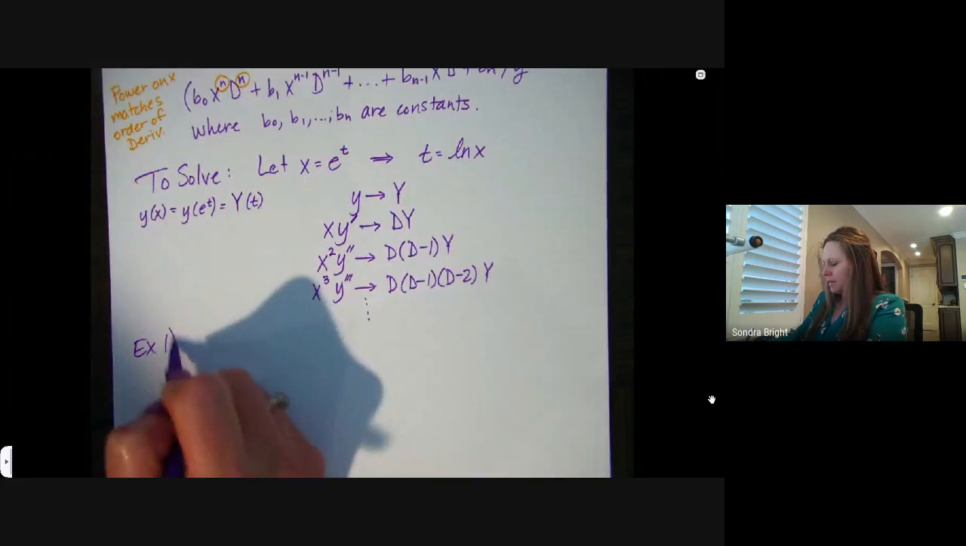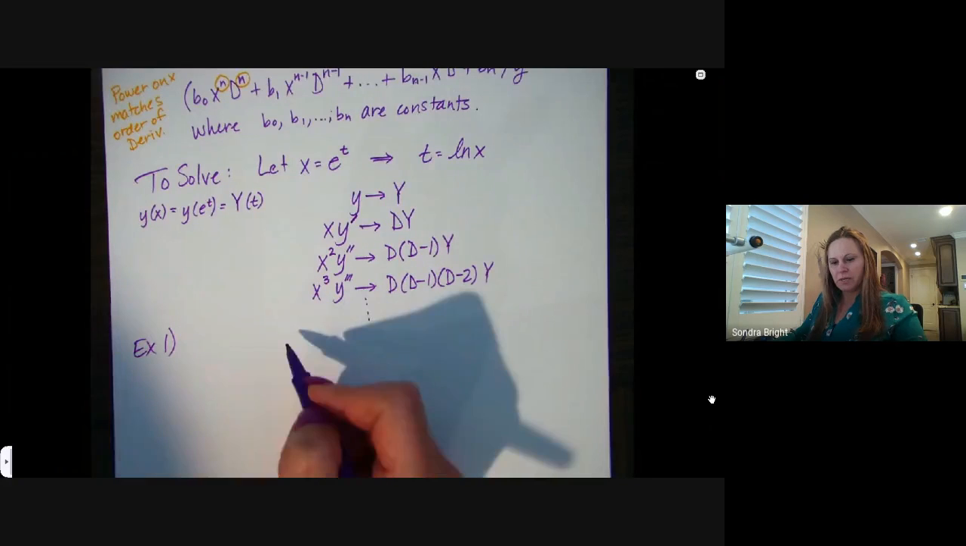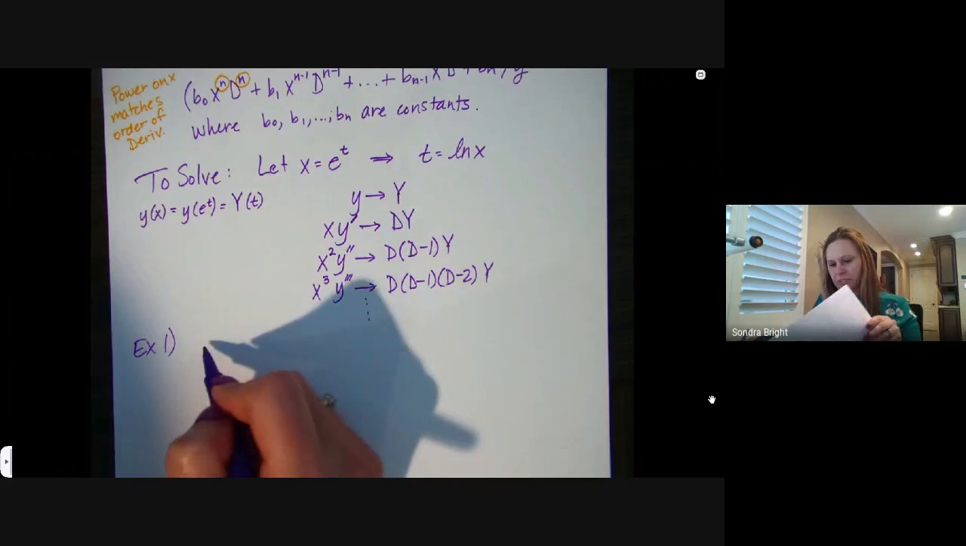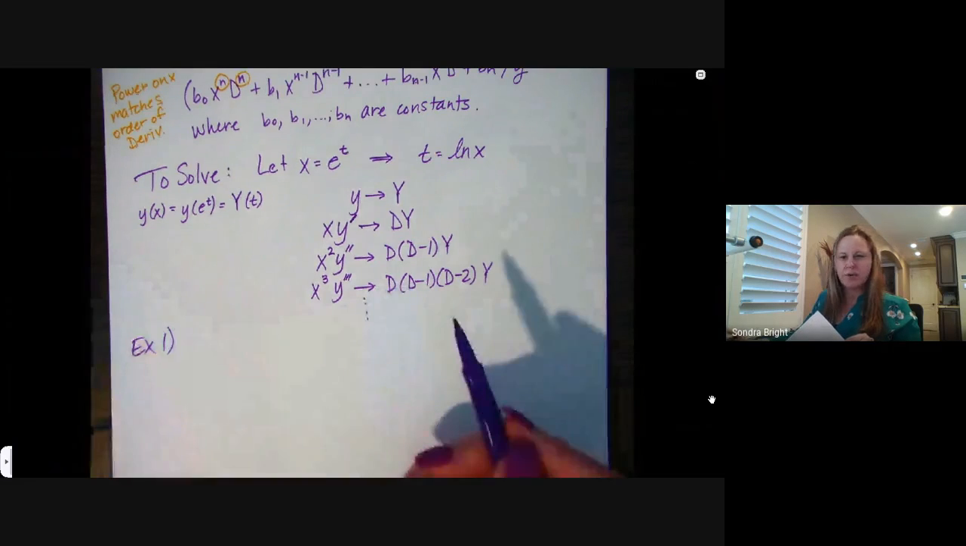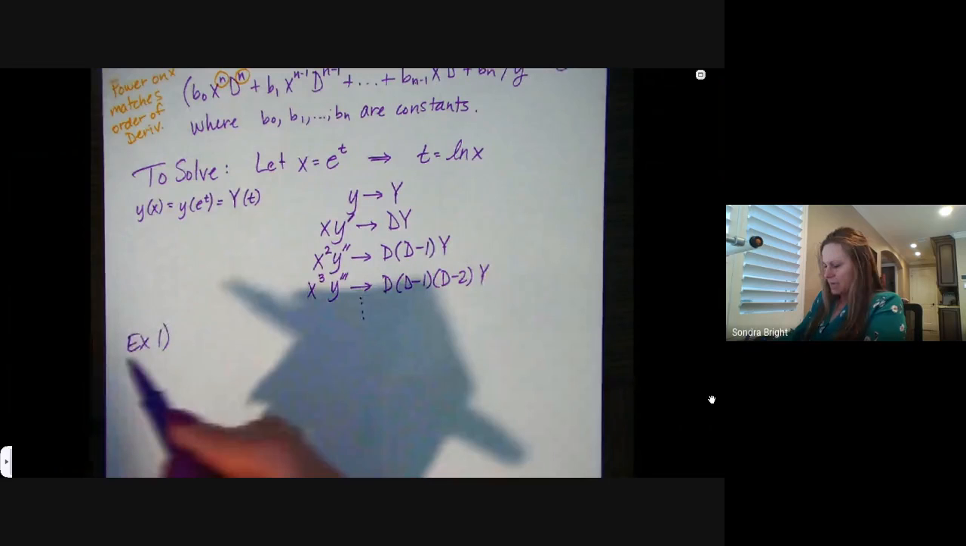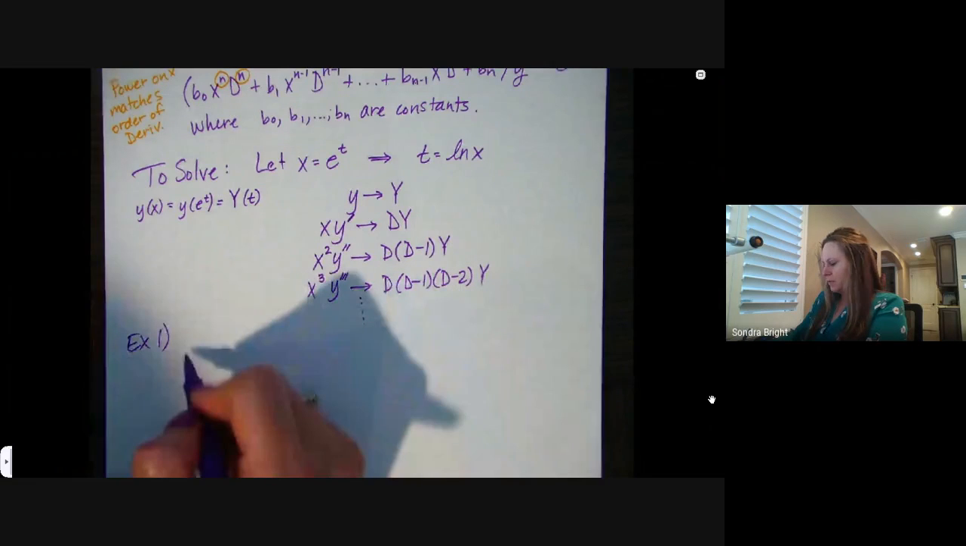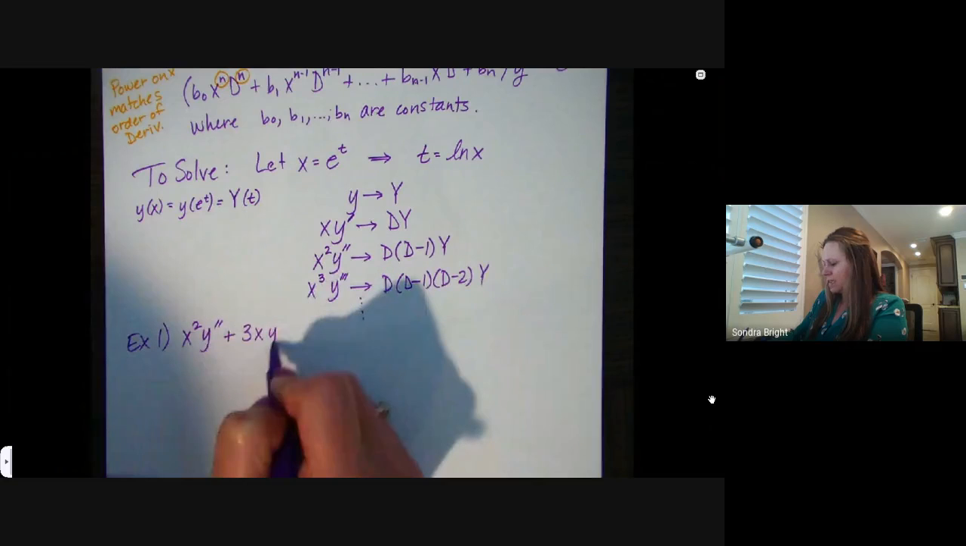All right, so the first one, in the directions, it says solve the following, find the general homogeneous solution, and that's the reason why it says for x is greater than 0. Okay, so we've got x squared y double prime plus 3xy prime minus 3y equals 0.